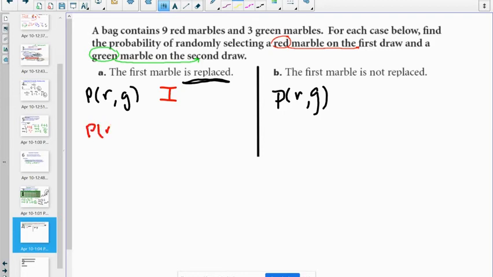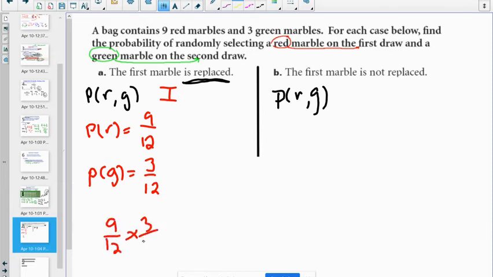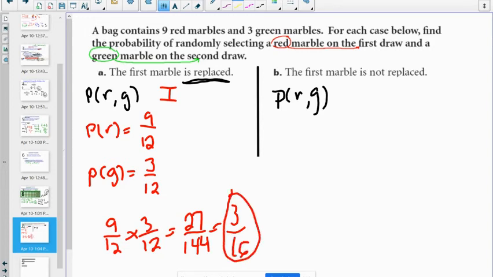So probability of red, how many total marbles are there? There's 12 because 3 plus 9 is 12. And there's 9 red marbles. So that probability is 9/12. Now probability of green, if you're replacing it, you're putting it back in. So there's still 12 marbles, but probability of green is 3/12. And when you multiply them, 9/12 times 3/12, you get 27 over 144, which simplifies to 3/16. Remember, you're always going to want to simplify it. And that is independent.